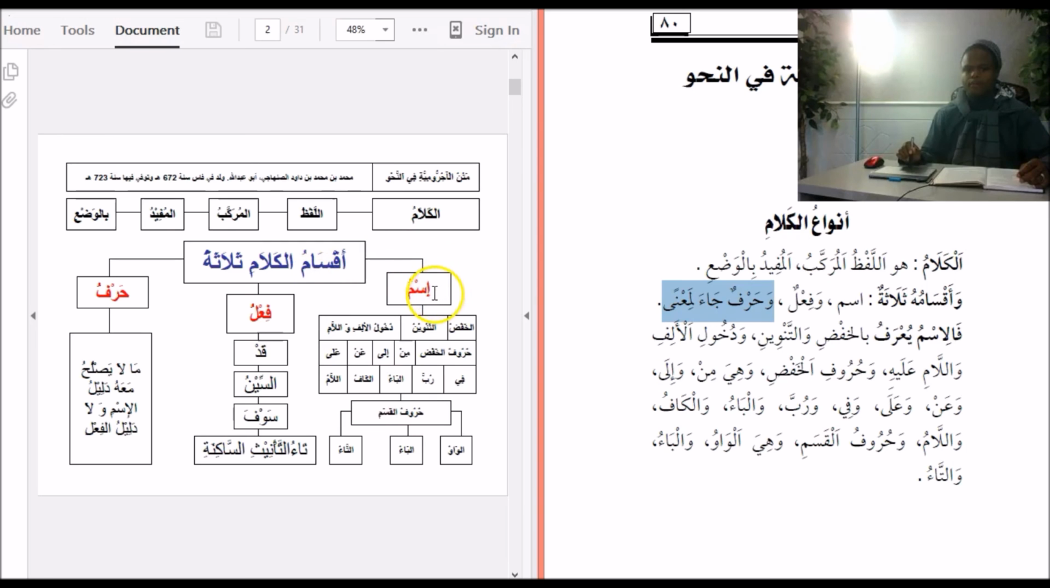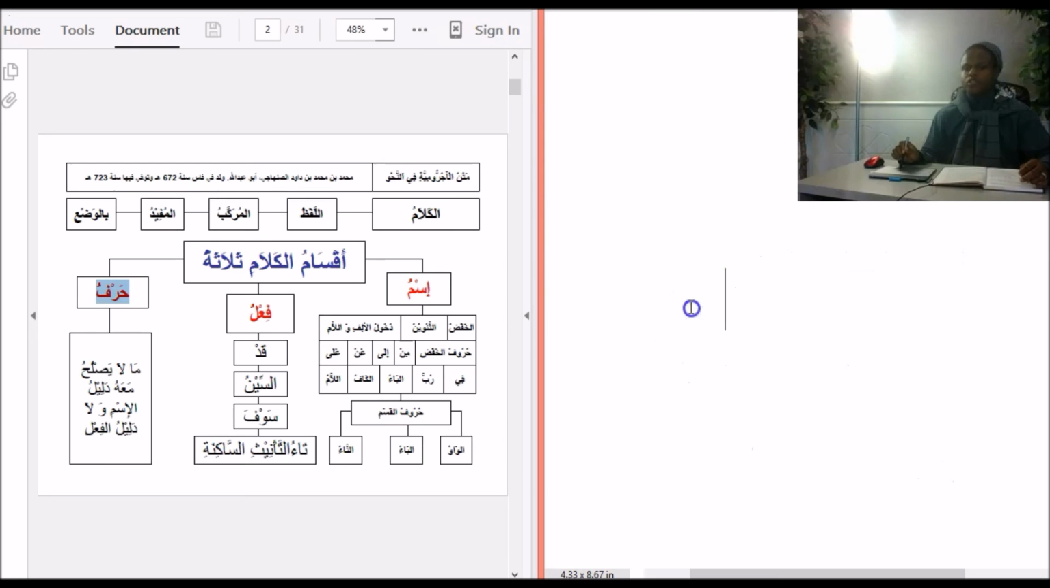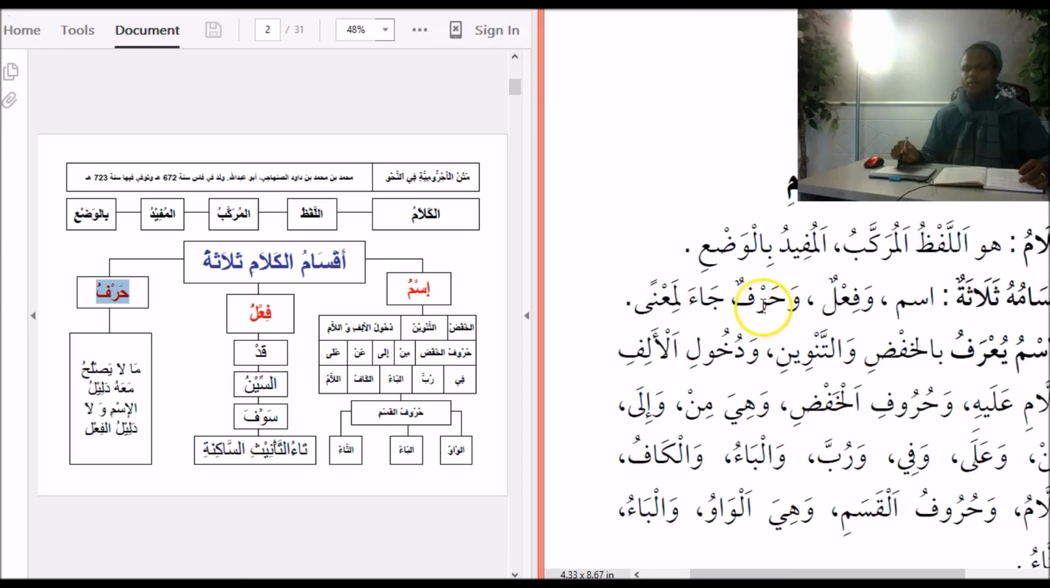أقسام الكلام is اسم, فعل, and حرف. جاء لمعنى means it comes to complete the meaning. جاء لمعنى, it is placed to complete the meaning. تمام. بهذا القدر نكتفي والله تعالى أعلم. This should be sufficient enough and Allah knows better.